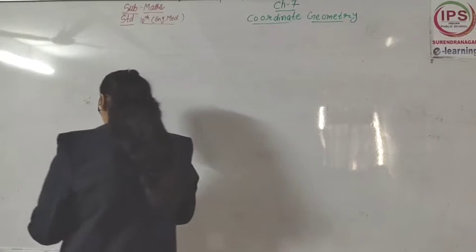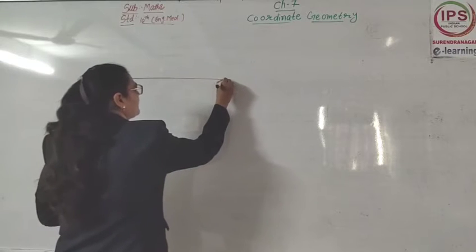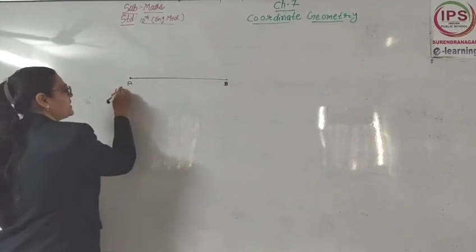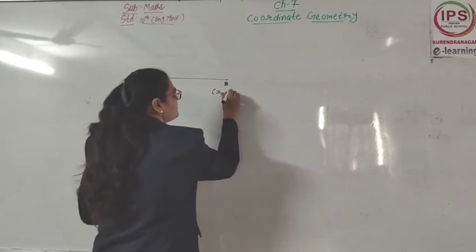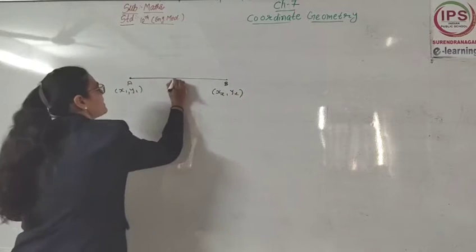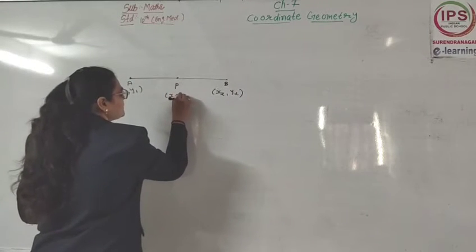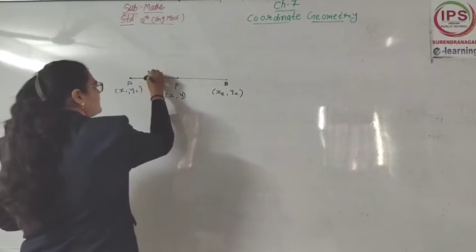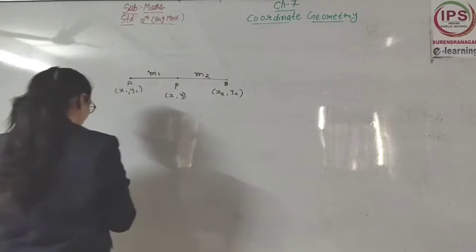So here you can see this is the line segment AB, coordinates of A are x1, y1, coordinates of B are x2, y2. Here we are going to take one point, that is P, with coordinates x, y. And here we are going to take the ratio m1, m2. So how to write the section formula?